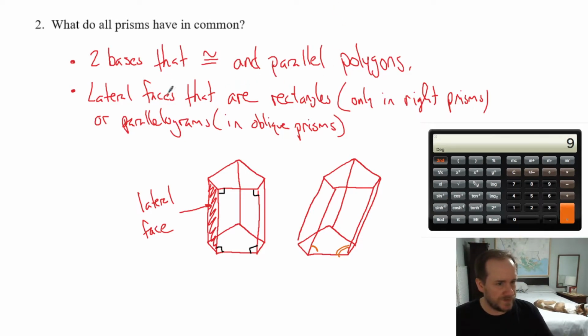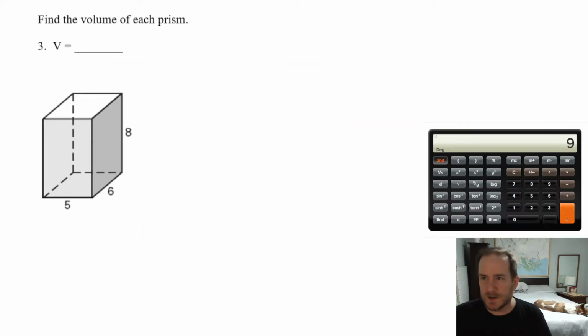All right, there's a very complete answer to that question. Let's move on. So this thing says find the volume of each prism. Okay, fine. Again, there's some gray faces here that I don't love. I'm just going to take the gray away.